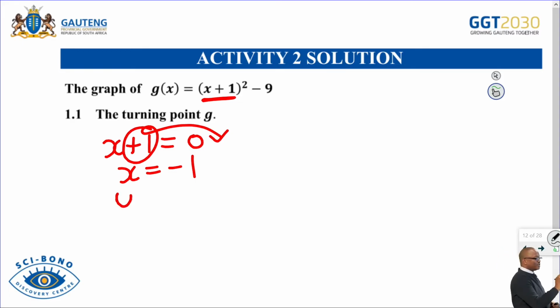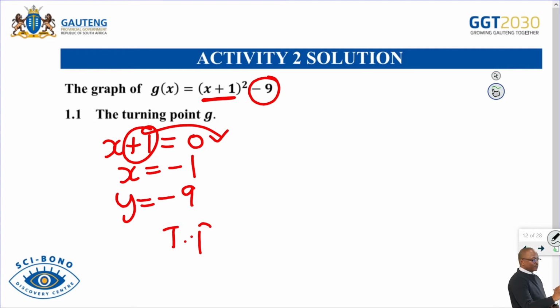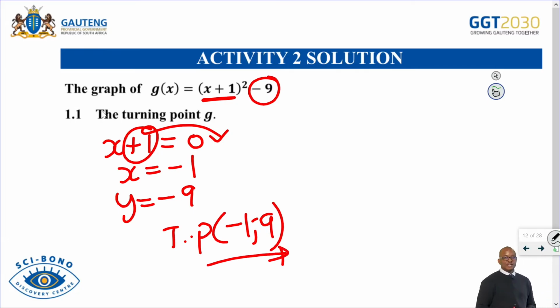Then for you to get the y value of the turning point, you look at that value there. You take it with its sign. In this case, we have -9, so we just put y is equal to -9. That's how you get the x value and the y value of the turning point of this type of function. So the turning point will be in the form of (-1, -9). That is the coordinates of the turning point.